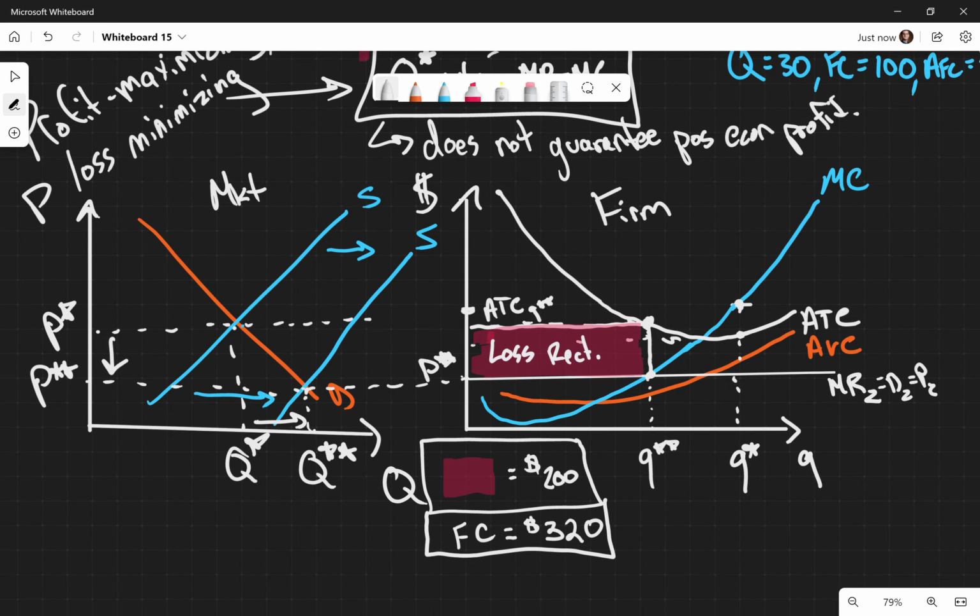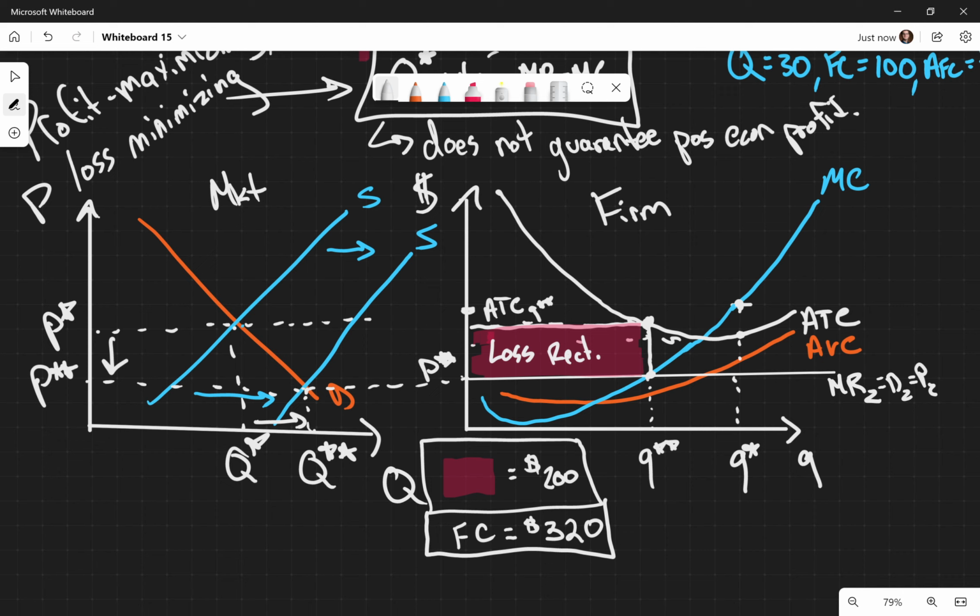So let's think about this and toss this around in our brain for a second. Would you rather stay in business and lose $200, or would you rather shut down and lose $320? Part of the issue is we can't just shut everything down and walk away. We signed a lease. We have commitments. We might own the building or whatever the case may be, right?